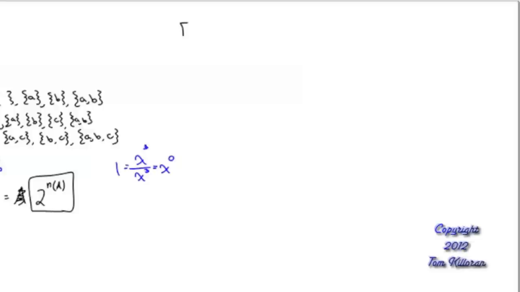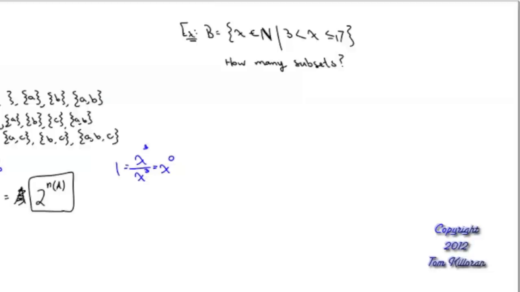For example, set B is equal to a set. How many subsets does this set possibly have? If I started breaking them down, I'd get a whole ton of them, and I don't want to write them all down. So the first thing you have to do is figure out how many elements are in this set. Where does it start? Four. It's the first natural number that is bigger than 3. So it's going to go 4, 5, all the way up to 17.